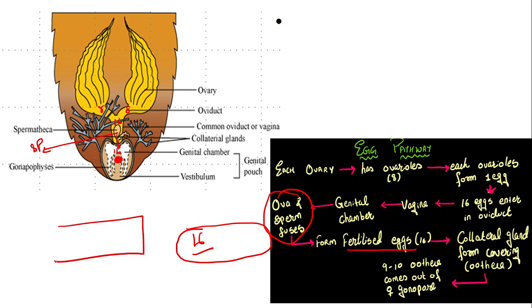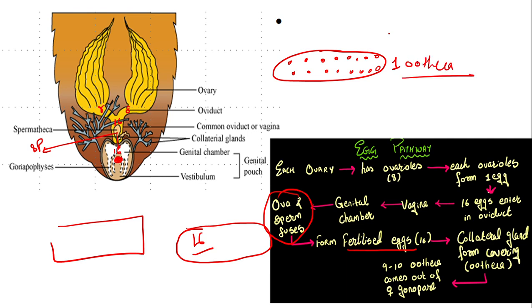Okay, so suppose this is the hard case. This is the hard case of the ootheca. So you have 8 fertilized eggs on top. How many? 1, 2, 3, 4, 5, 6, 7, 8, and 8 below. Okay, so this is your one ootheca. In one ootheca, 16 eggs will be present, 8 on top, 8 on the downside.